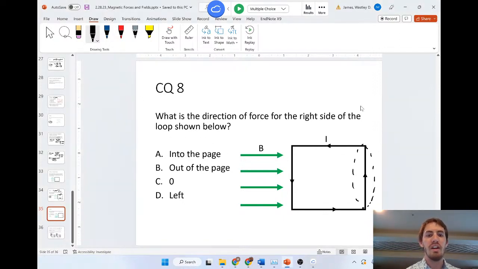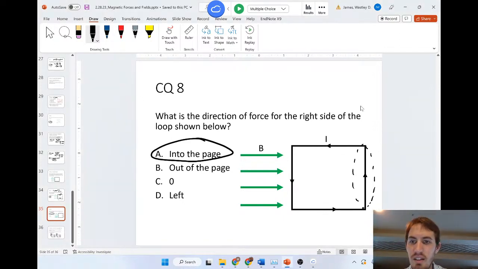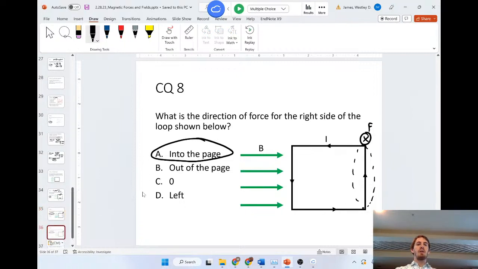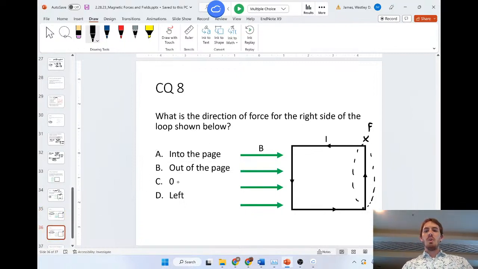So if I draw that on here, it points right into the page. Remember, an X is into it. So the right side is experiencing a force that way. I'm going to go ahead and duplicate this question because I think it's fun. I'm not going to give you the left side off the cuff. I'm going to make you work for it. What is the direction of the force on the left side of the loop?